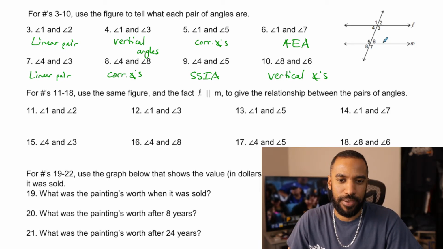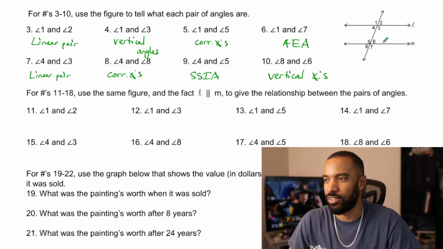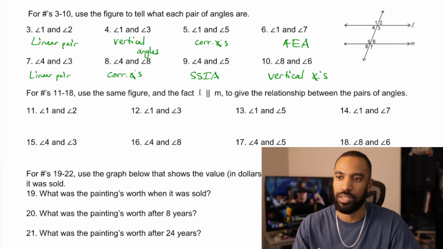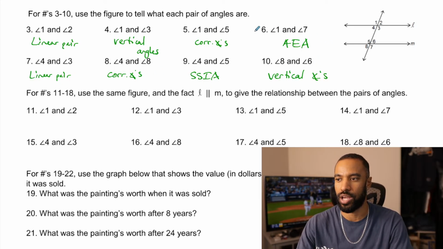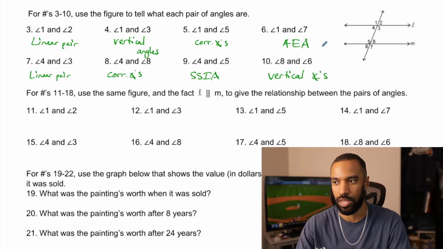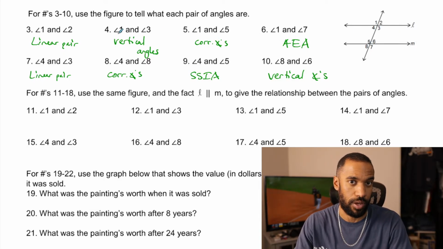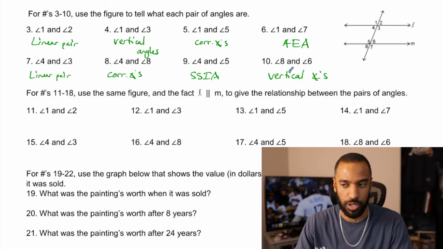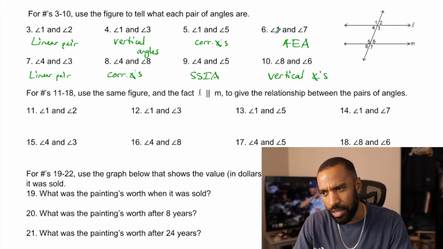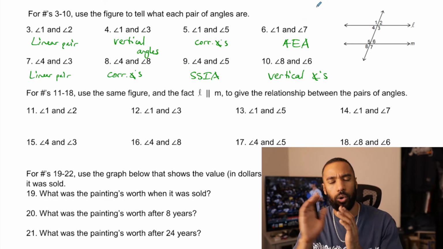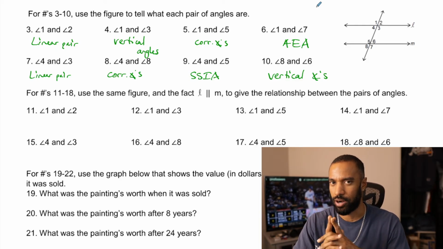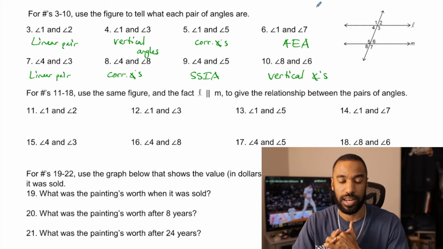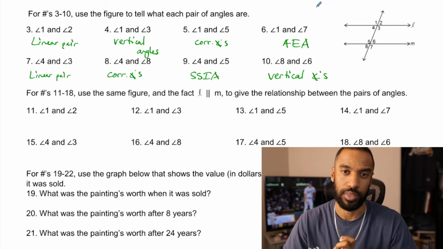All right, use the same figure and the fact that line L is parallel to line M. Okay, now keep in mind, what I just wrote before was not under the assumption these lines were parallel. They were just two lines cut by a transversal. Those names still exist regardless of whether or not the lines are parallel. Linear pairs are always supplementary. Vertical angles are always congruent. But corresponding angles and alternate interior and exterior angles are only congruent when the lines are parallel. Same side interior and same side exterior angles are only supplementary when the lines are parallel.